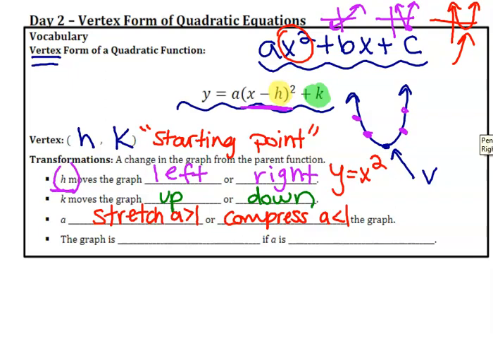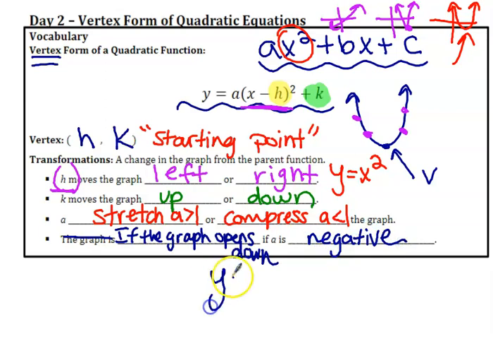So if the graph is negative, okay, or if it opens down, let's say that, sorry. If the graph opens down, if a is negative.